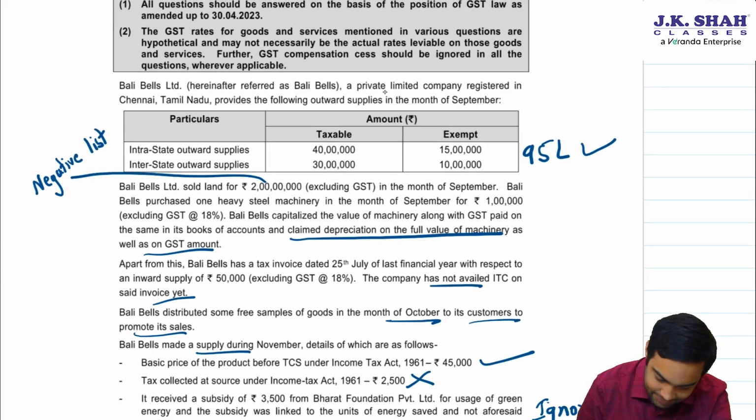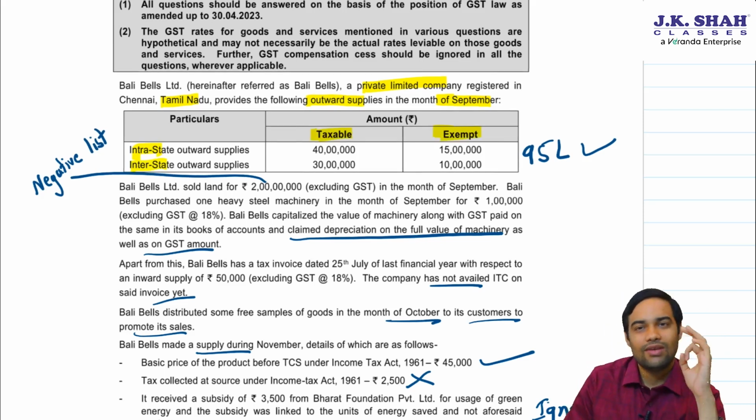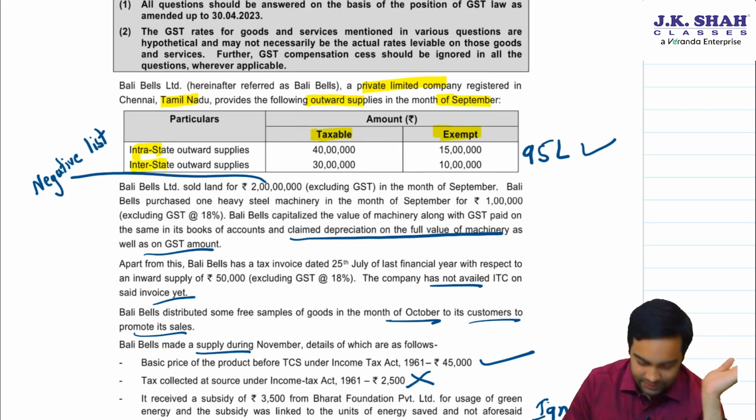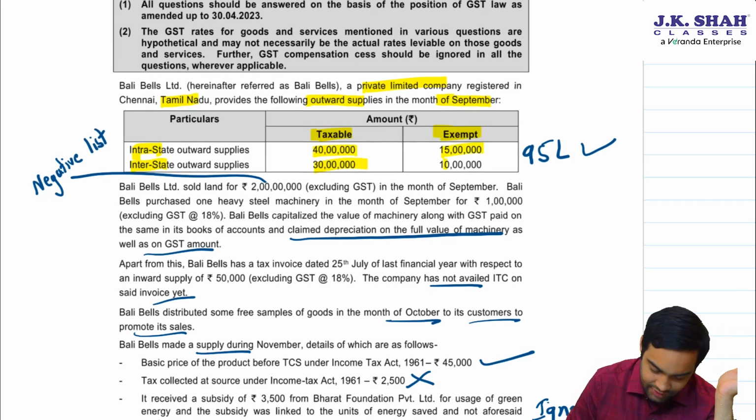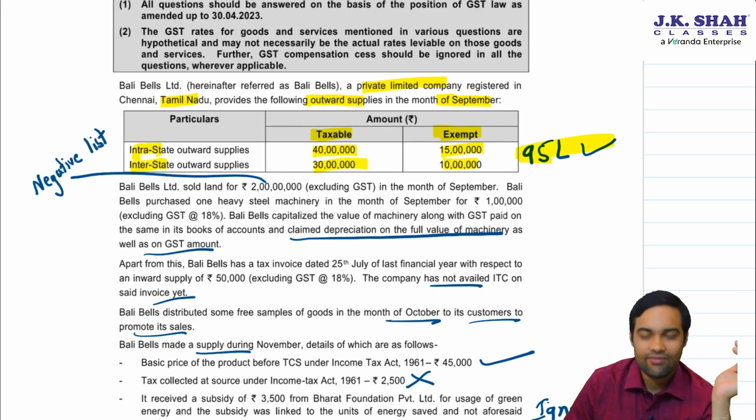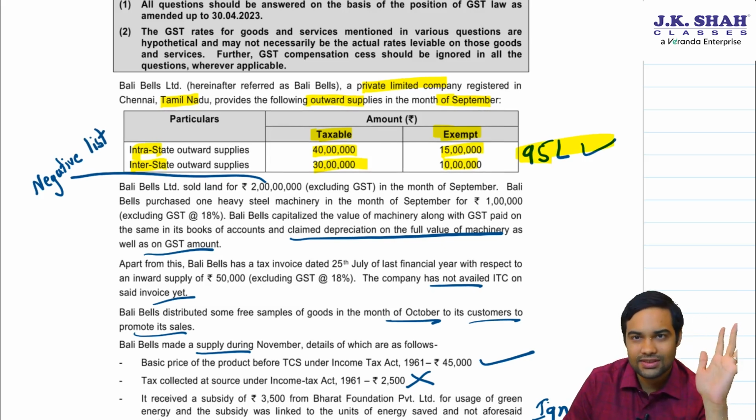Bali Bells, a private limited company registered in Chennai, Tamil Nadu, provides the following outward supply for September. There is intra and inter, there is taxable and exempt. All four will form part of aggregate turnover. So 40, 30, 15 plus 10 comes to 95 lakh. We are very sure about this.